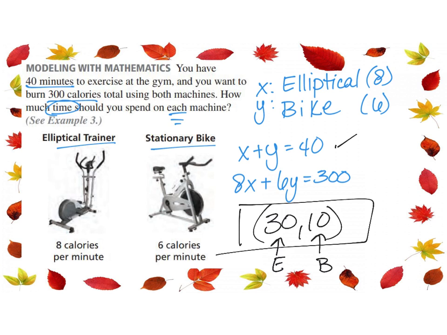So that works. 30 times 8 is 240. 6 times 10 is 60. So 240 plus 60 is 300. So that works. I just don't have space to write that, so that's why I talk through it.